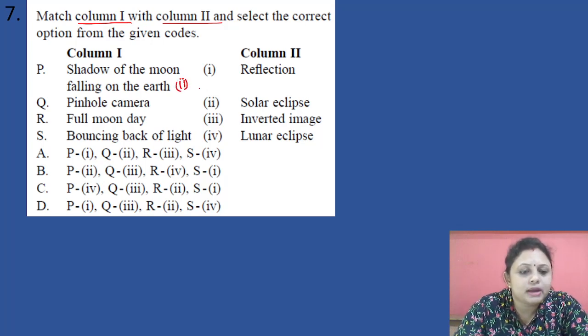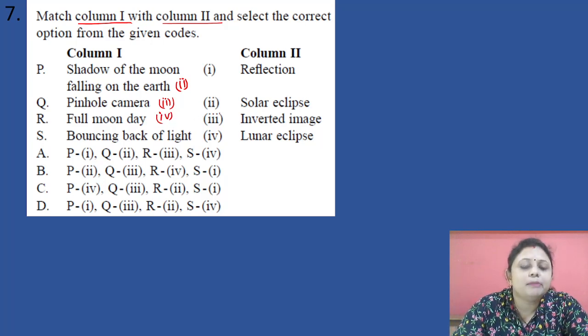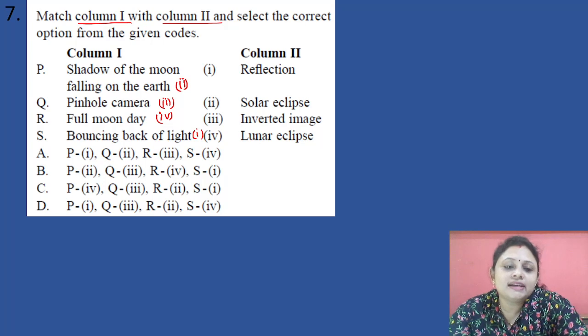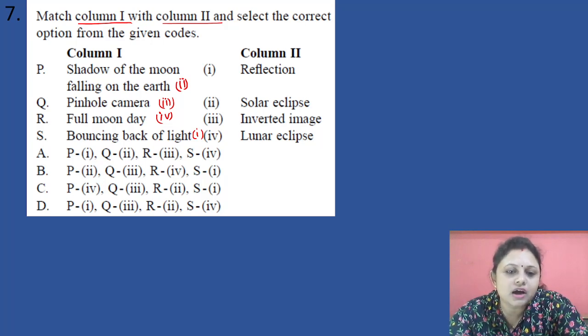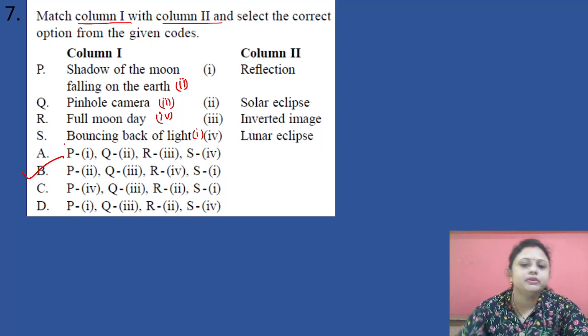Then pinhole camera, as we know, forms the inverted image. Full moon day, it would be a lunar eclipse. And bouncing back of light is the reflection. Right? Yes. So the correct answer is P2, Q3, R4, S1. And where is it present? It is present in option B.